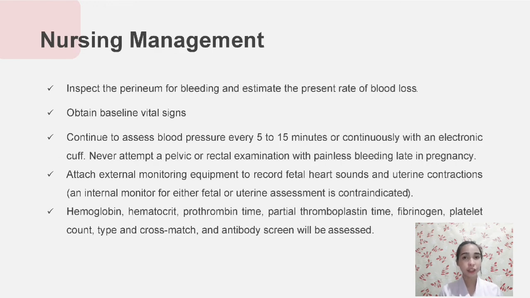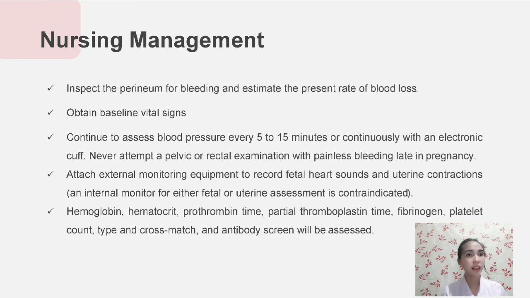Here is a list of nursing management. Inspect the perineum for bleeding and estimate the present rate of blood loss. Weighing perineal pads before and after use and calculating the difference by subtraction is a good method to determine vaginal blood loss. Obtain baseline vital signs to determine whether symptoms of hypovolemic shock are present. Continue to assess blood pressure every 5 to 15 minutes or continuously with an electronic cuff.